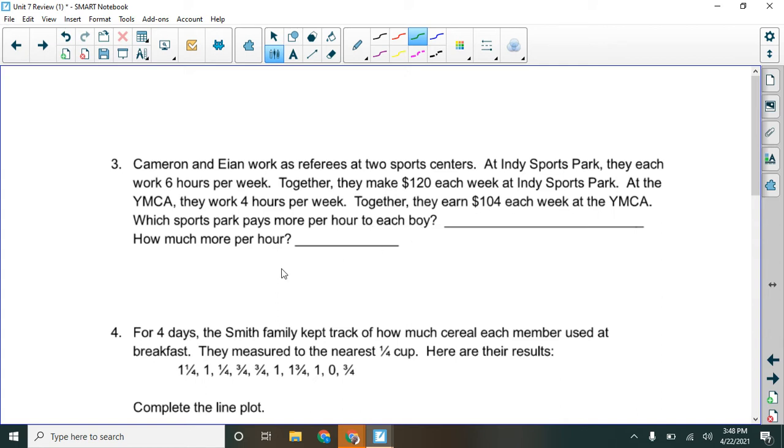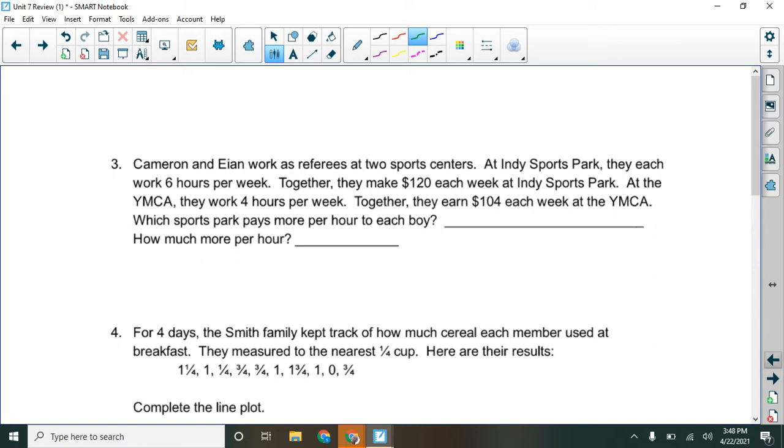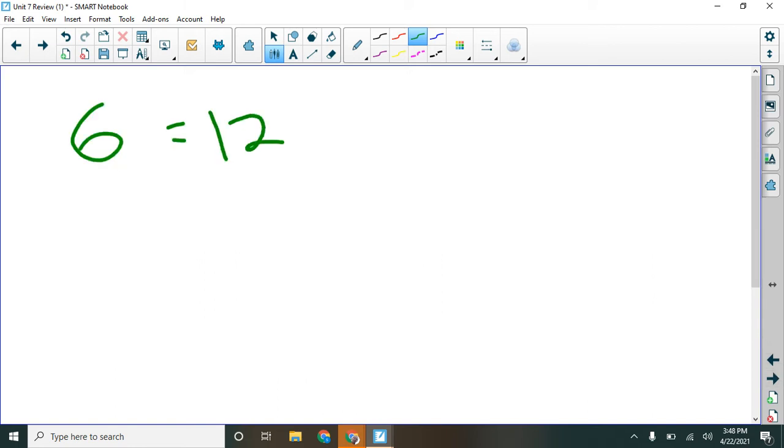How much per hour? All right, let's just deal with one at a time. Indy Sports Park says 6 hours a week. If they do 6 hours a week, they will get, what was it? I already forgot. $120. Right? Working together. So 6 hours is going to make them $120. And we need to figure out how much one boy makes for 1 hour. What could we do first?